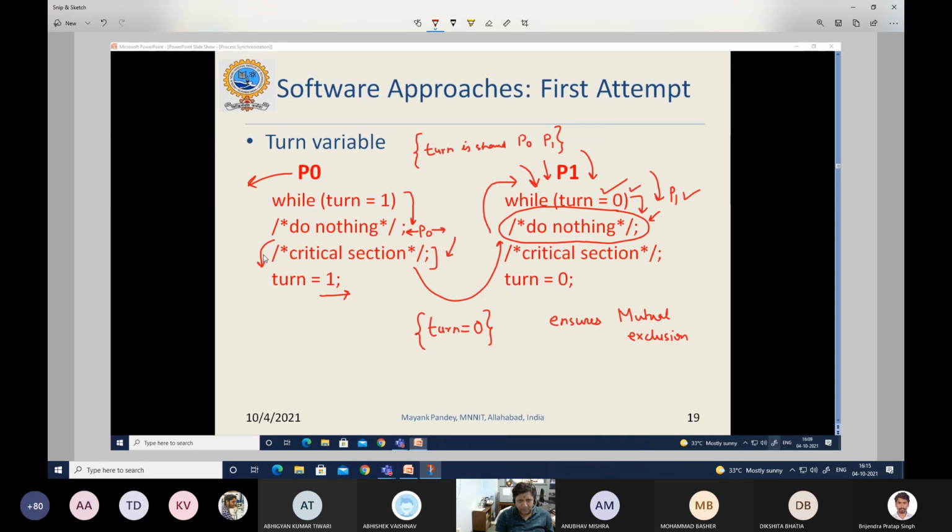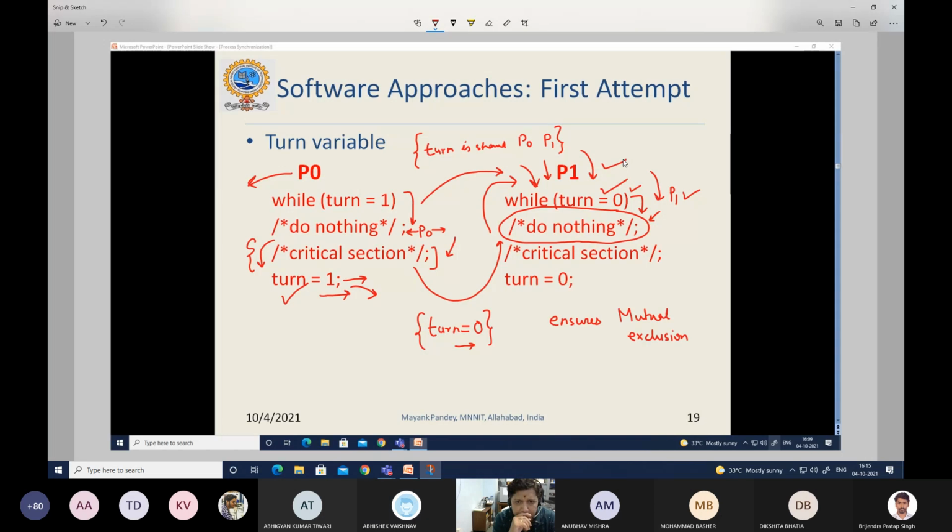Even if you are interrupted and things are switched to P1, can P1 enter? P1 is dependent upon this turn. Turn is 0 right now. So unless this critical section is completed, turn cannot be changed. And unless turn is changed from 0 to 1, P1 cannot do anything. Is it clear to everybody?